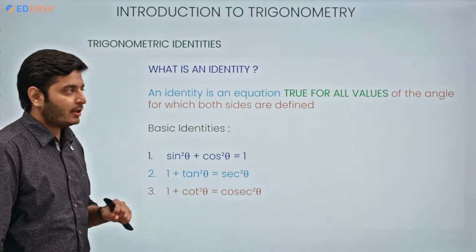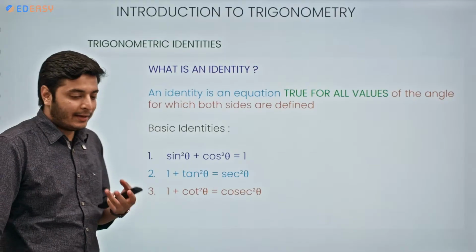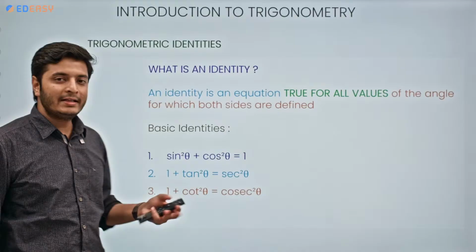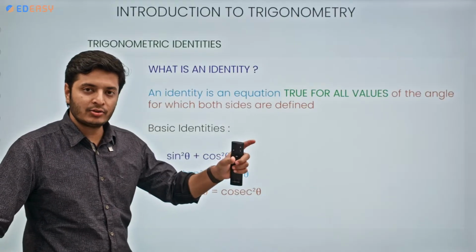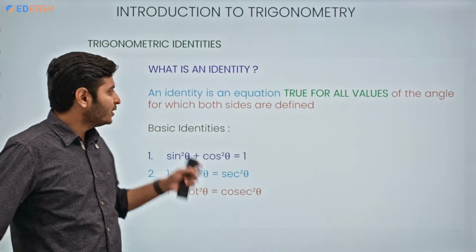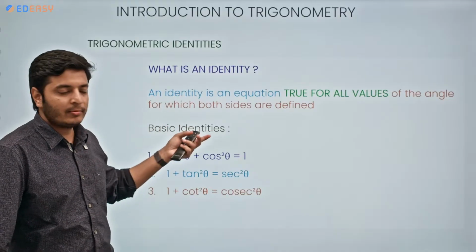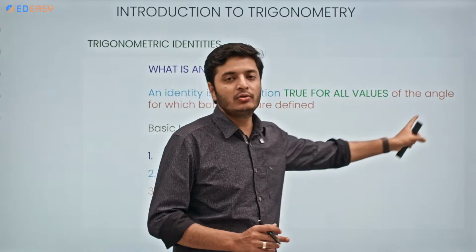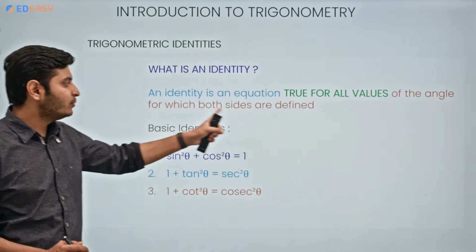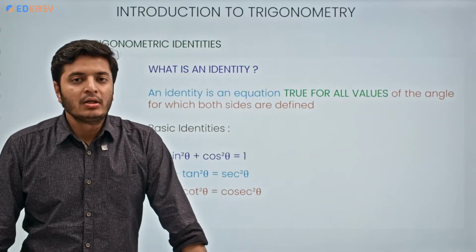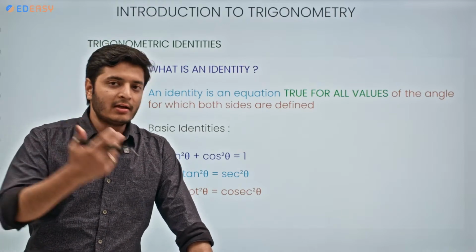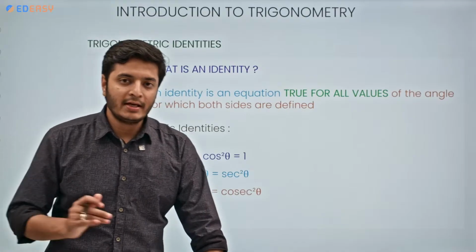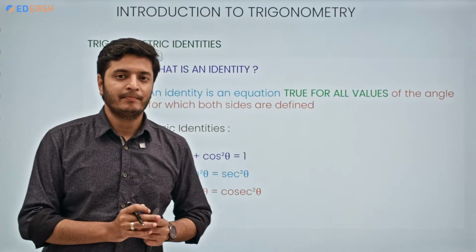In case of trigonometry, a trigonometric identity is something which is true for all values, no? Here we are dealing with what? Either side ratios or angles, correct? So a trigonometric identity is an equation which is true for all the values of the angle for which both sides are defined. So for whatever angle we are defining it, it will always be true. That's why it is known as identity.